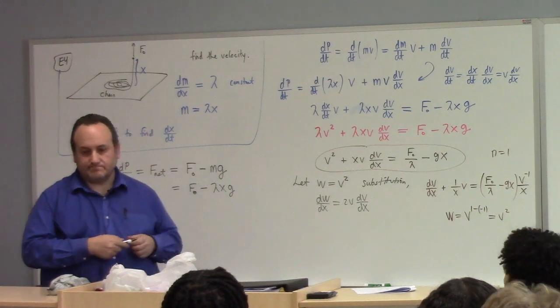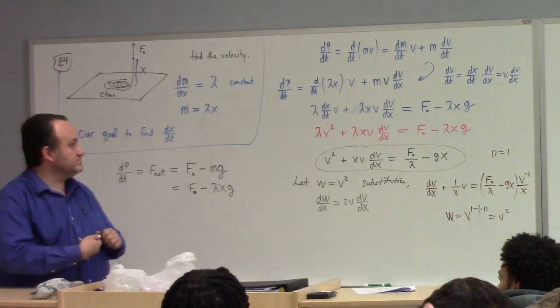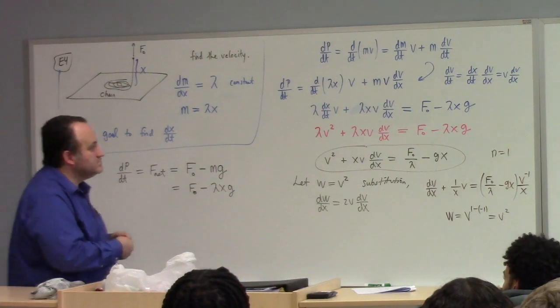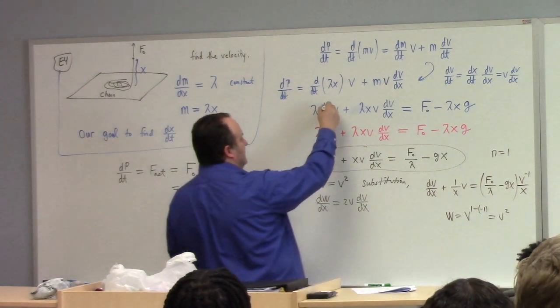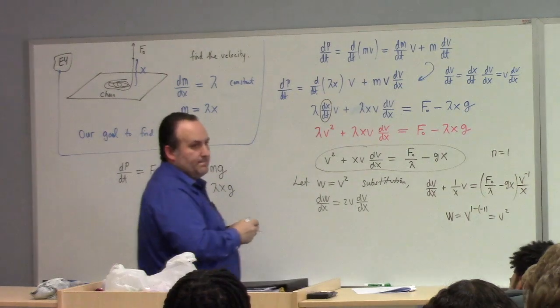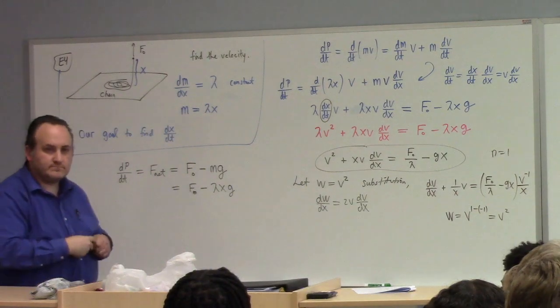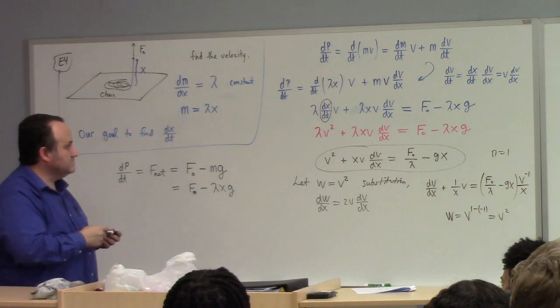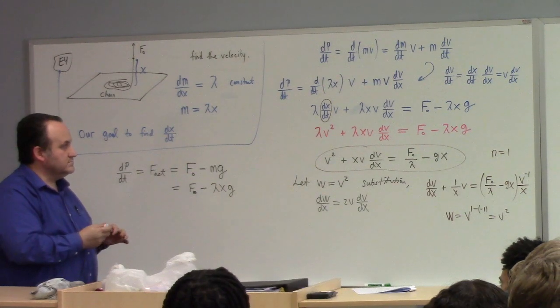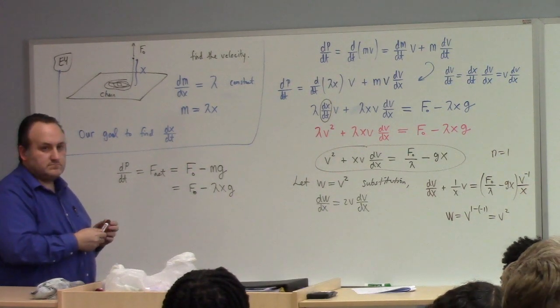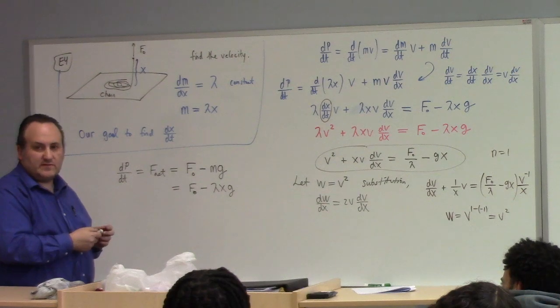On the first board, when you go from blue to red, how does that first term become lambda v squared? Oh, that's because the x over dt is v. Okay. Uh-huh. Change of position over change of time.